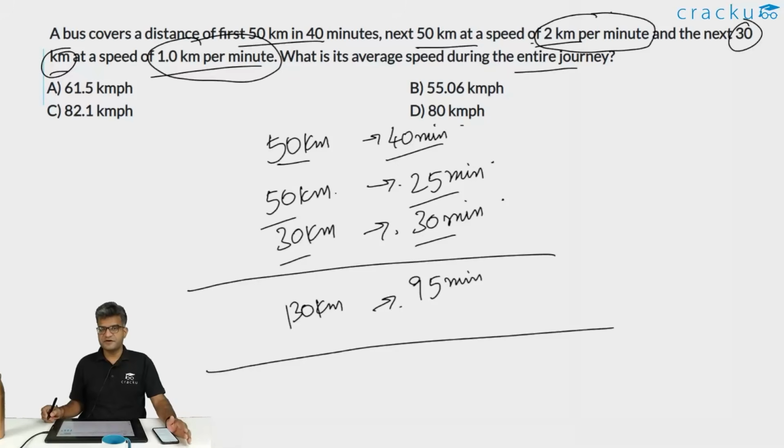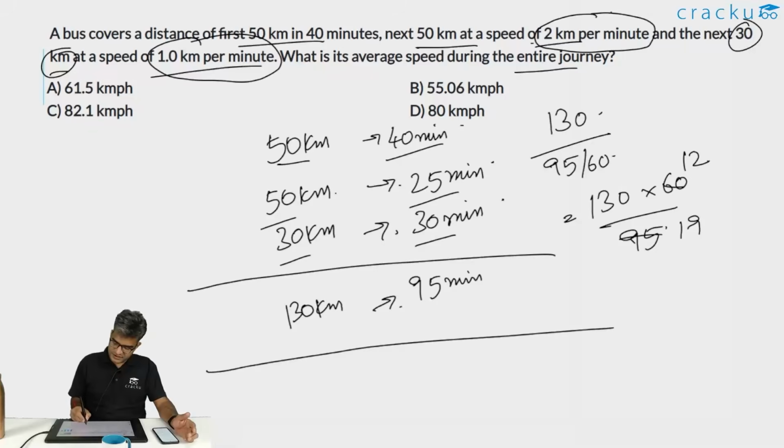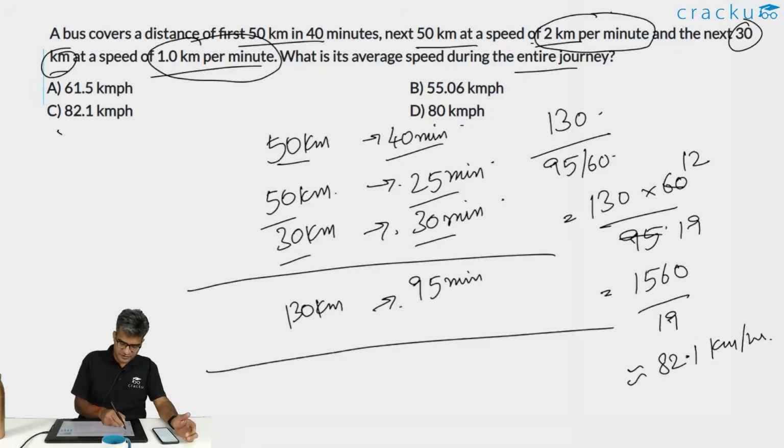So the average speed of the bus in this entire journey is distance divided by time taken, and the time taken is 95 minutes, which is 95 divided by 60. Which is equal to 130 into 60 by 95. This is 19 and this is 12. So this will be equal to 1560 divided by 19, which will come to approximately 82.1 kilometers per hour, which is option C.